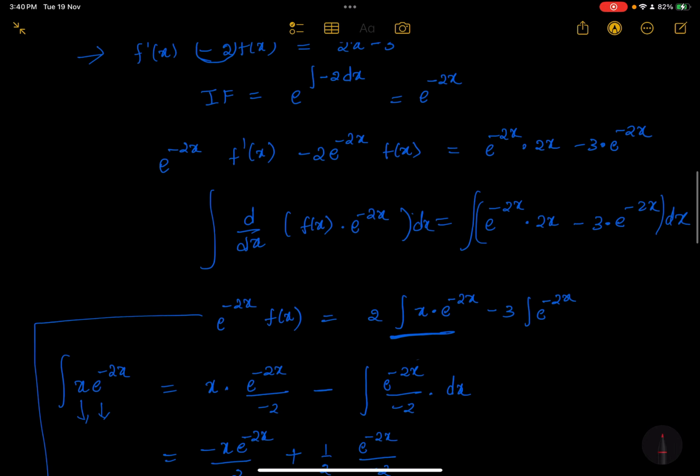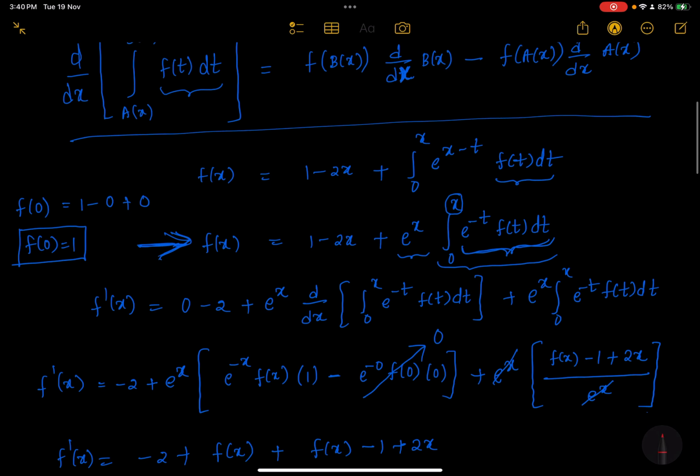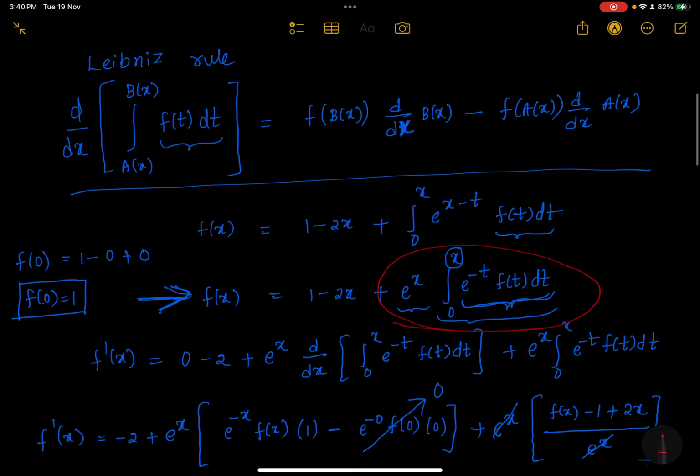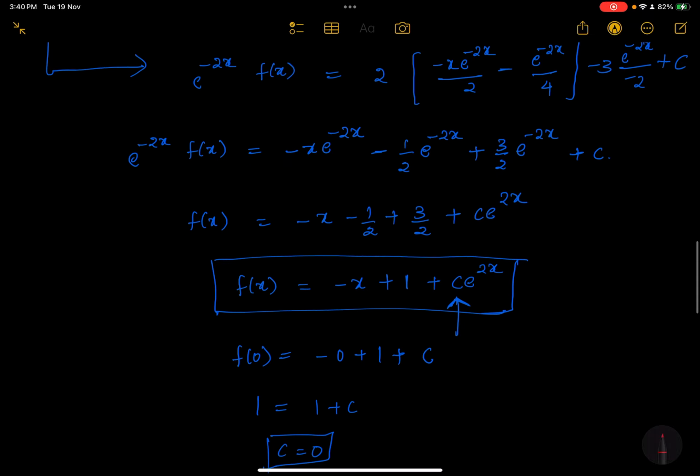So the thing that can go wrong in this question is here. If you do not take out e to the power x outside the integral and apply the Leibniz rule, then it will completely go wrong, because the Leibniz rule can only be applied when the entire integrand is in terms of t. You should not apply the Leibniz rule here. So that is the only thing that can go wrong in this problem.